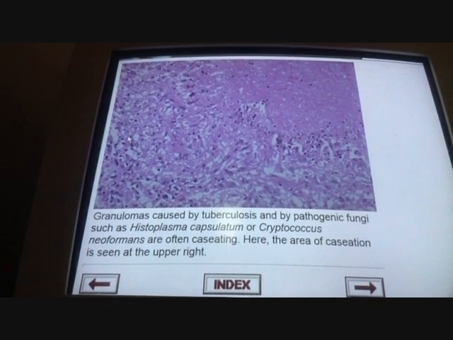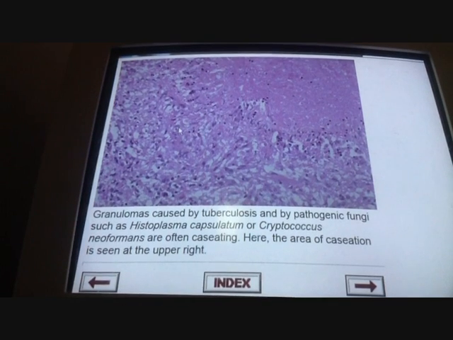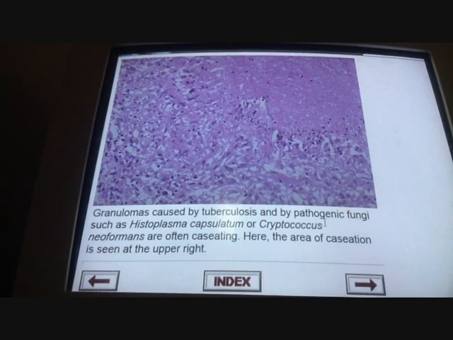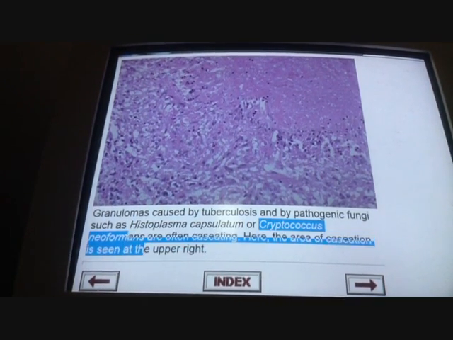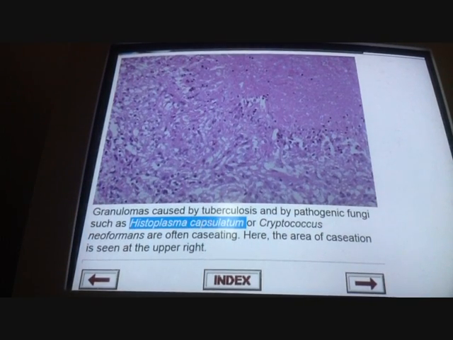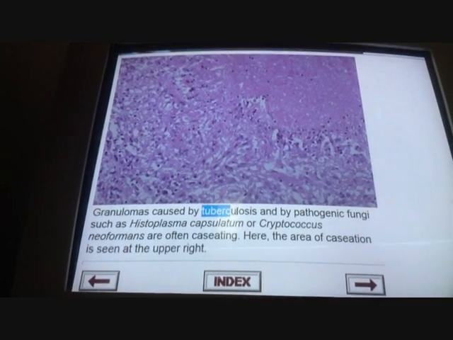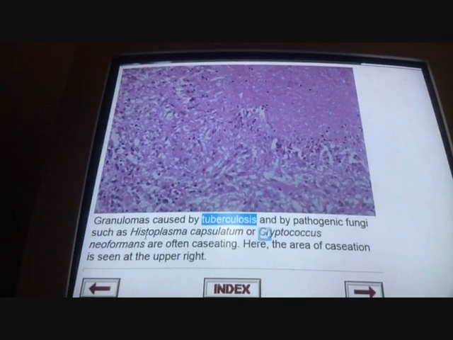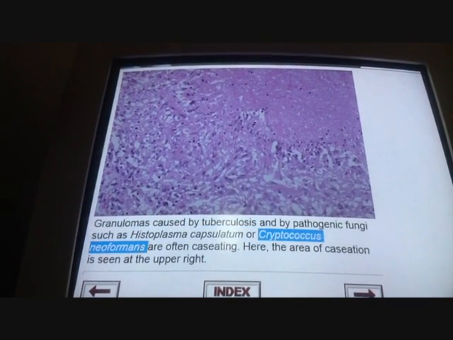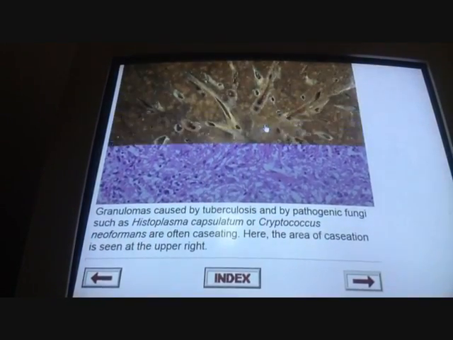the granuloma. So these types of granulomas, we can find them in tuberculosis, as we said, and other pathogenic fungi, such as Histoplasma capsulatum, Cryptococcus neoformans. So you should memorize those microorganisms as causes of granulomas: tuberculosis, Histoplasma capsulatum, and Cryptococcus neoformans.